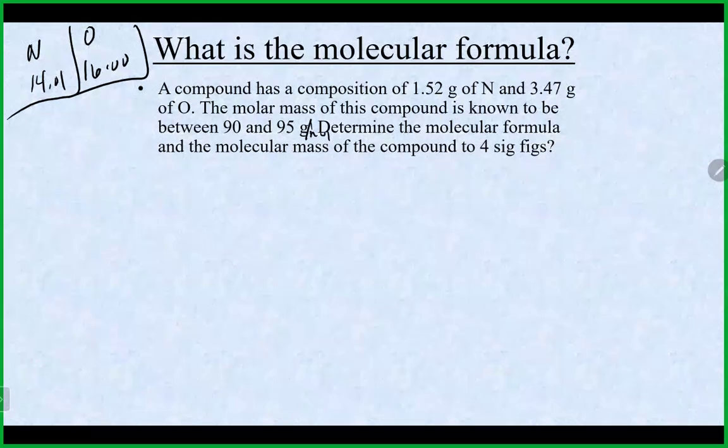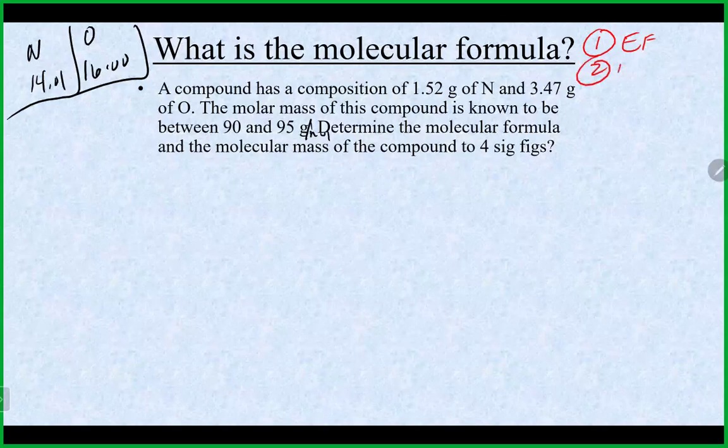Okay, so in this case, we are looking for the molecular formula. So again, there's really three things that we need. We need the empirical formula, we need the molar mass of the empirical formula, and we need the approximate molar mass of the compound. That is given to us right here. That is our range of 90 to 95 grams per mole. We're not given the empirical formula, so we do need to calculate that like we've been doing first. So we're going to start there.